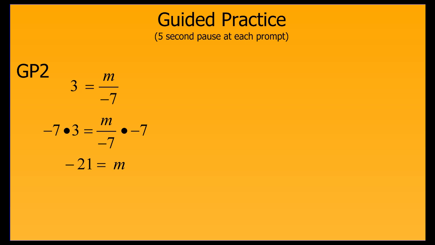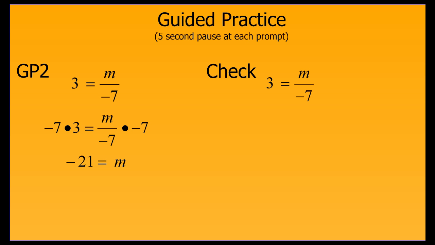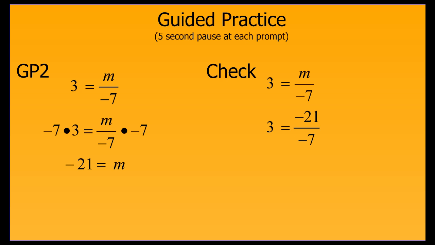Are we finished? No, we should check it. How do we do that? We rewrite the equation. Now what? Now we substitute in our answer, -21, in for m, then simplify. Our solution works.